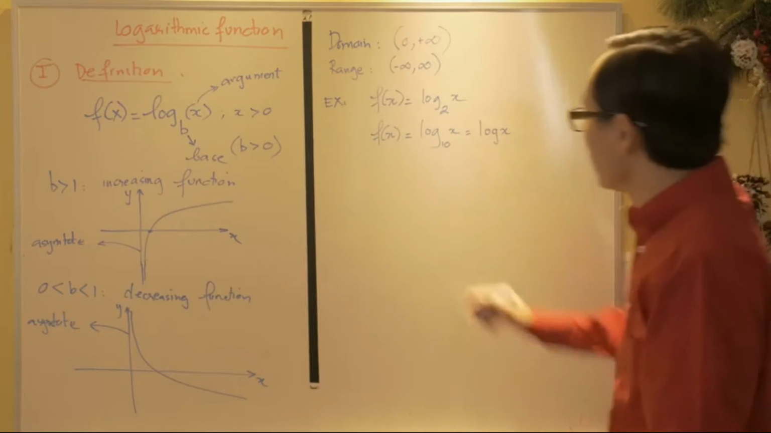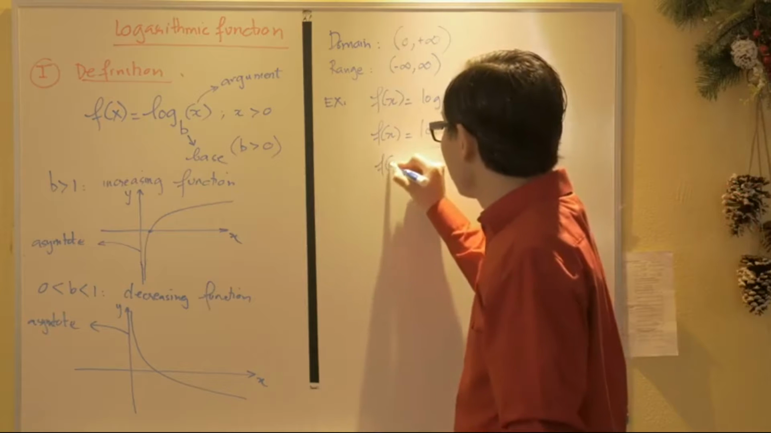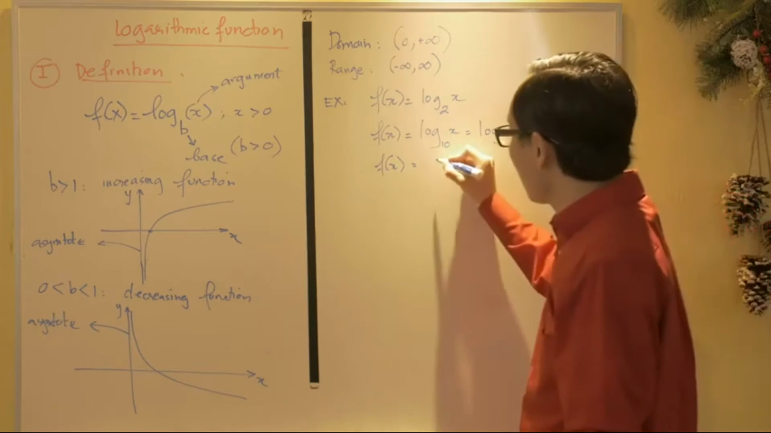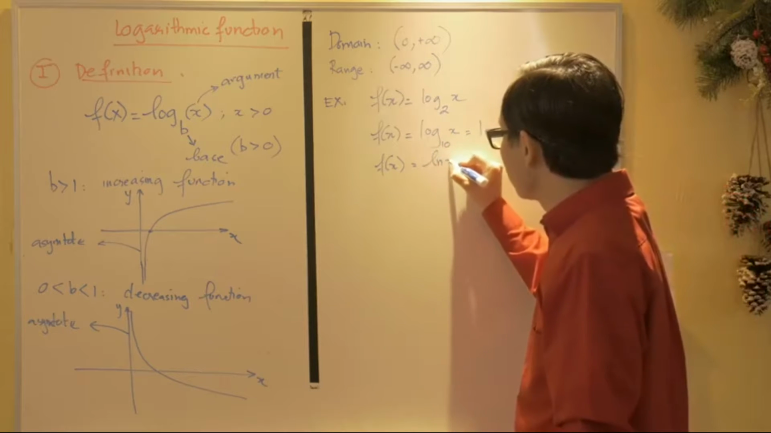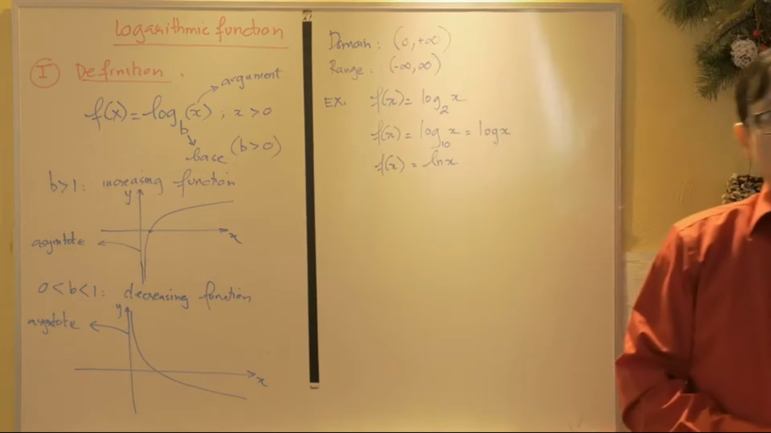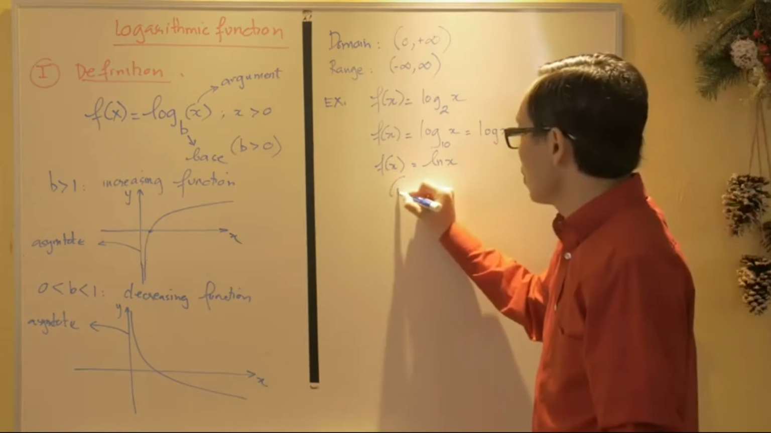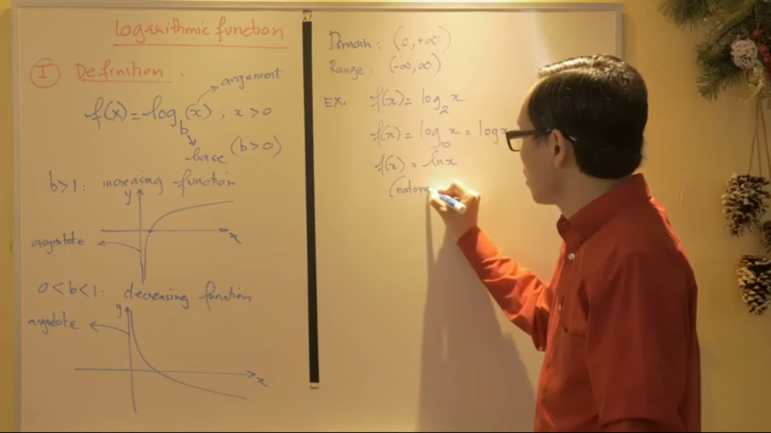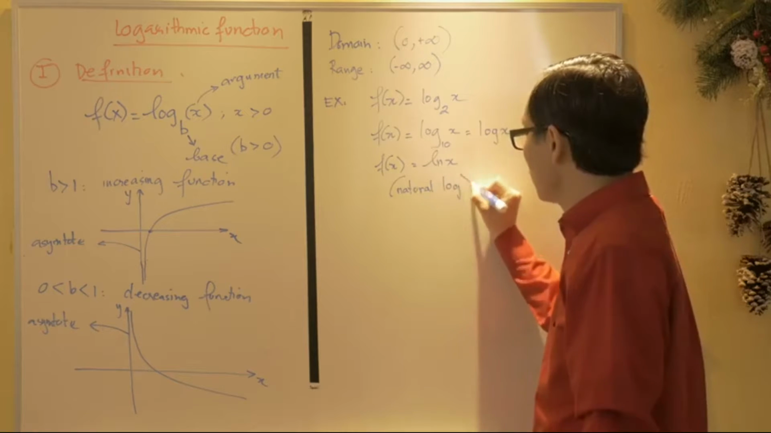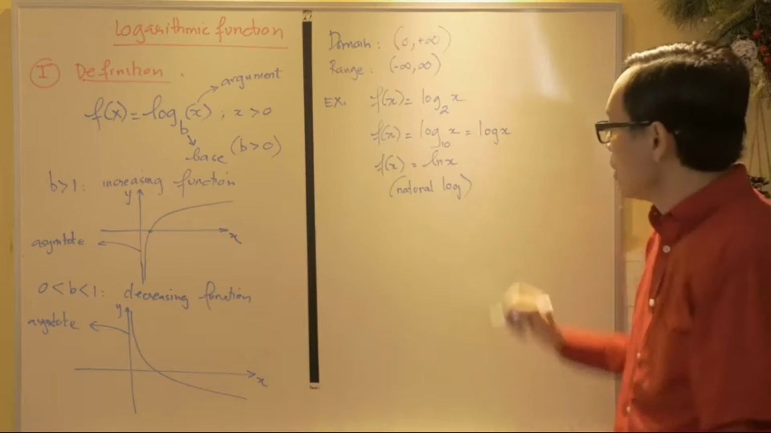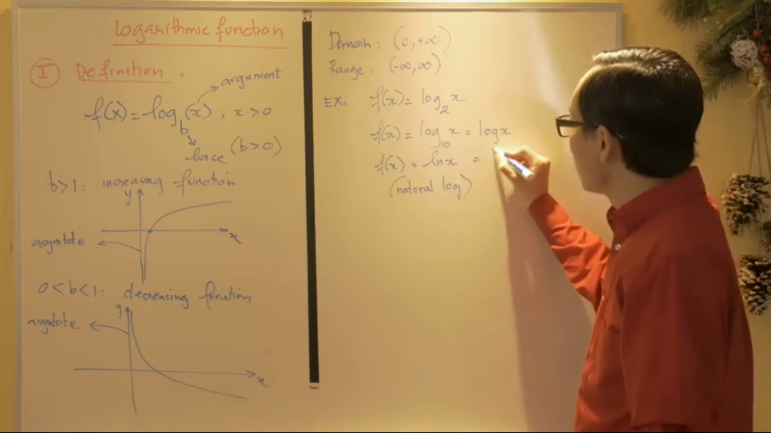Or I can have something like this. Another function, f of x equal to ln x. What is ln x? Ln x is natural log. We call it natural log. Remember this is the e number I mentioned in the previous video. Ln x means log base e.